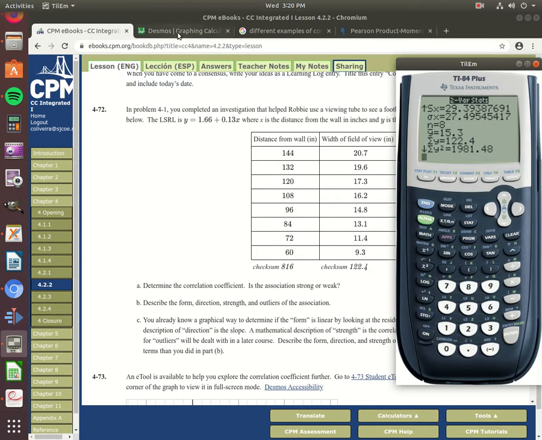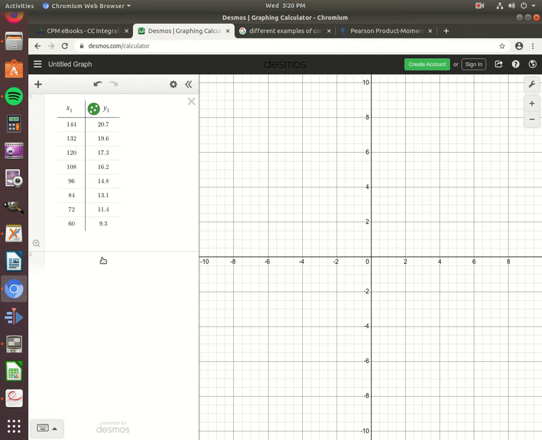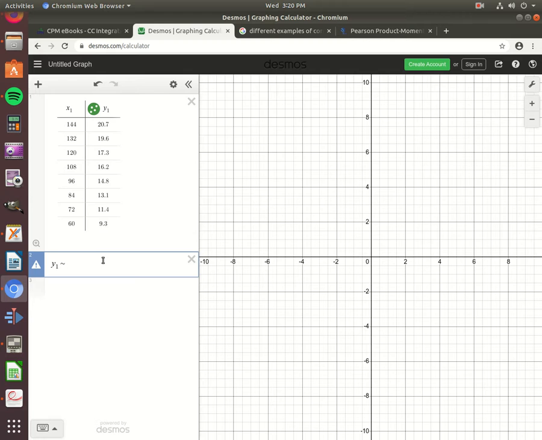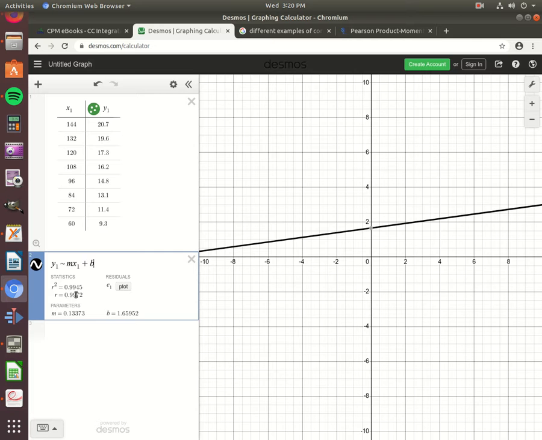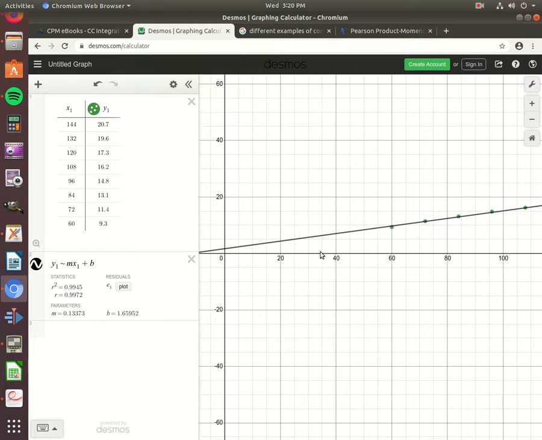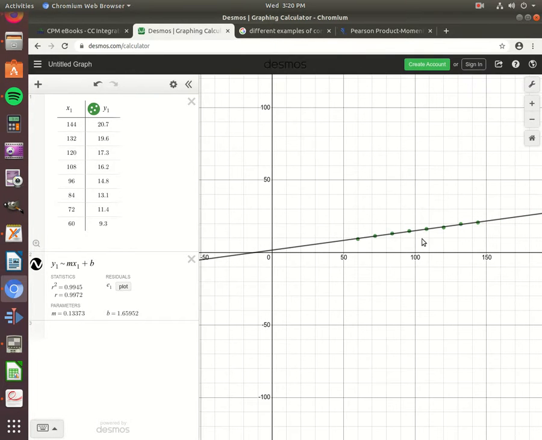So great. Okay, so again, I want to determine the correlation coefficient. So I put my data in. Again, I'm just going to go y1 tilde mx1 plus b, and there we go. They do the R and R squared for me already, so it's 0.9972. So again, we get strong and positive. Again, two things: is it positive or negative, and is it strong or weak? This is positive and it's strong.